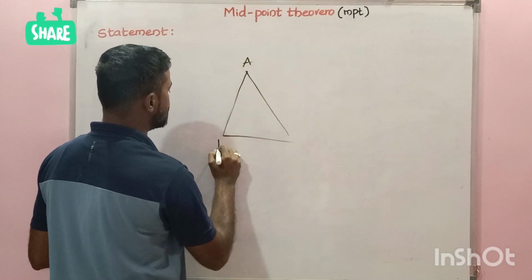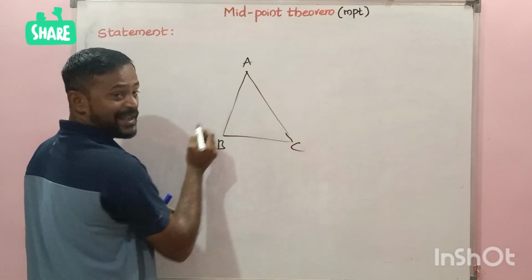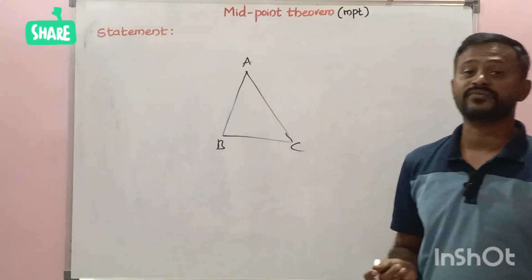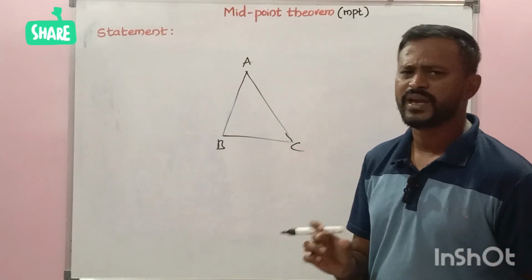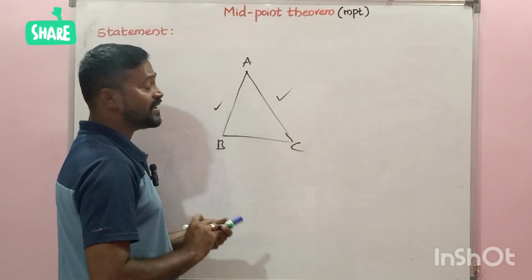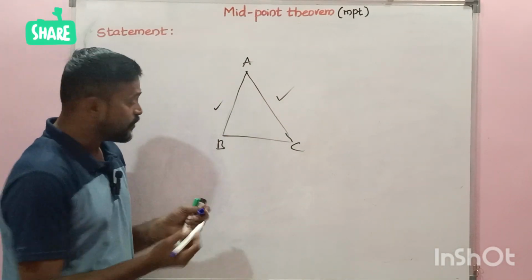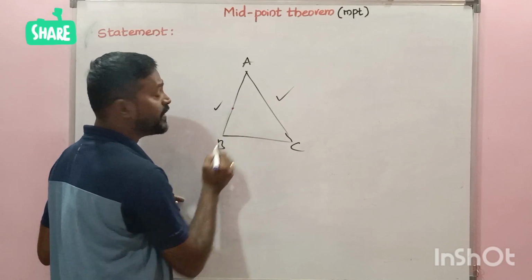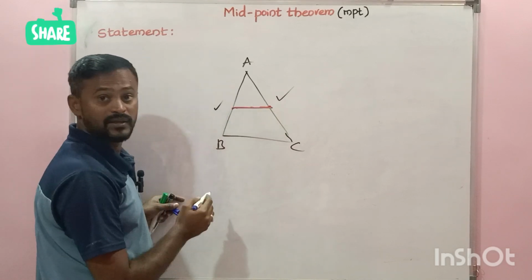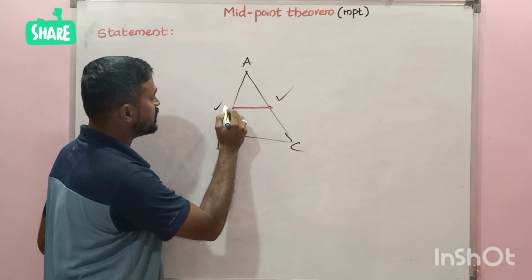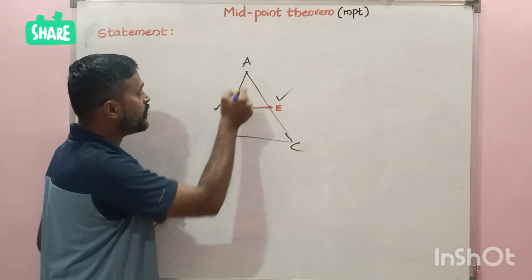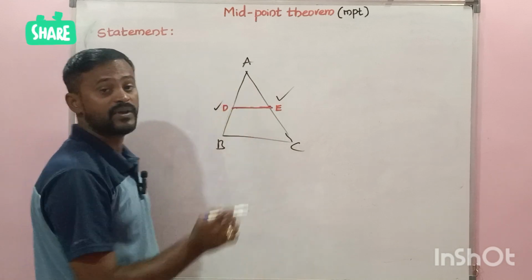let me call it ABC. Then the line joining the midpoints of any two sides of a triangle, you can choose any two sides. Let me choose side AB and side AC. If you connect their midpoints, let us call this DE.